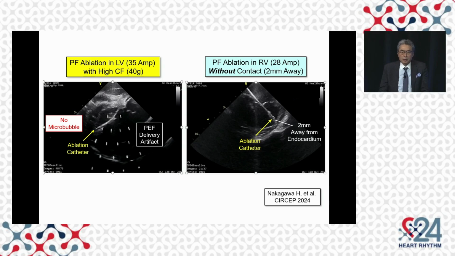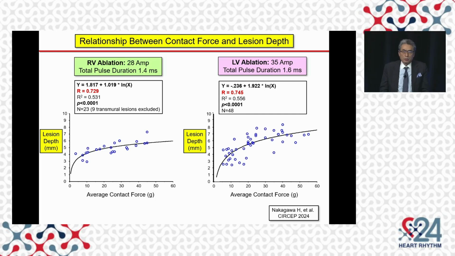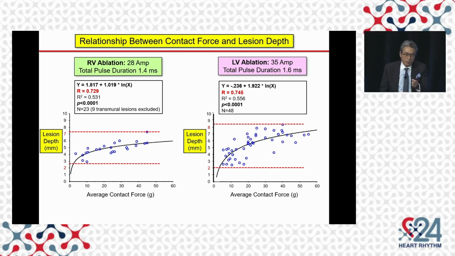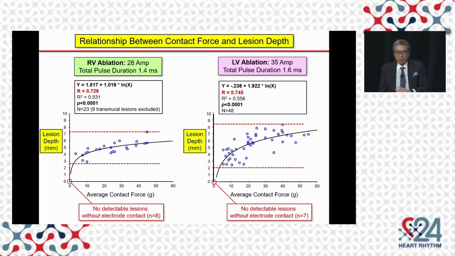During a PFA application using this system, there's no microbubble formation, which is good news. So this is the data: contact force from 5 gram to 50 gram, lesion depths increased from 2 millimeter up to 7 millimeter at the 20 amp application. With the greater application of 35 amp, lesion depths increased from 2 millimeter up to 8.5 millimeters. Significant nonlinear correlation between contact force and lesion size. Importantly, 1 or 2 millimeters away from the endocardium in the beating heart study, no effective lesion formation, period.